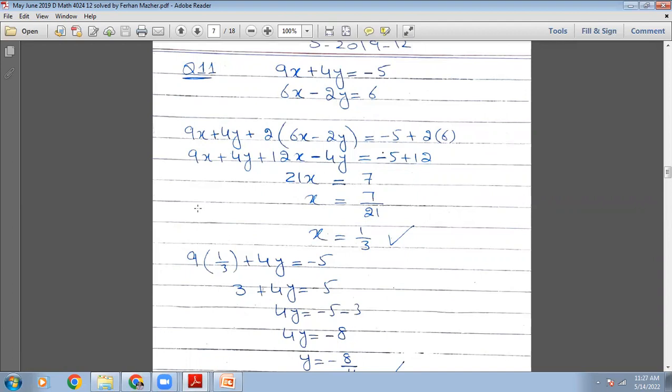It will become plus 4y minus 4y, they will be cancelled. 9x plus 12x is 21x equals 7. So x will be 7 by 21, and x will be equal to 1 by 3. So now we have the value of x. I want to find the value of y. The methodology is very simple.